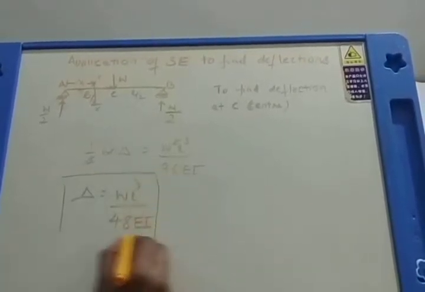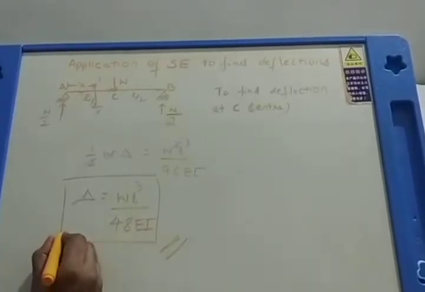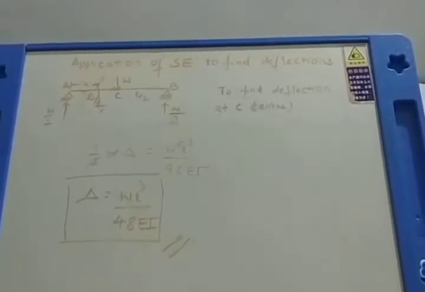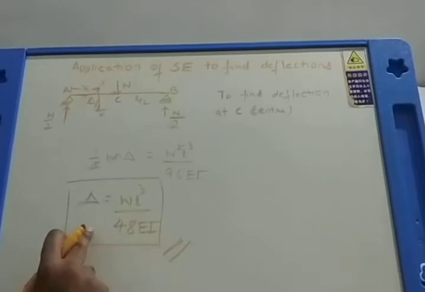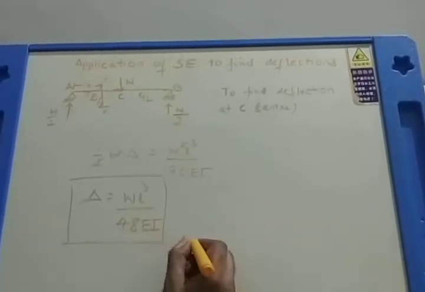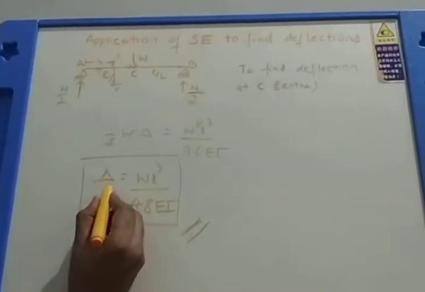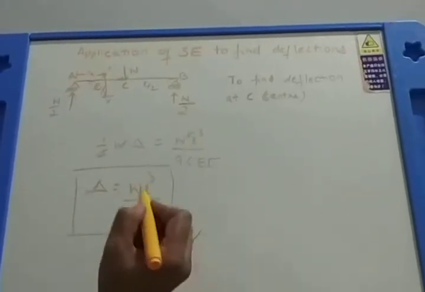This is a very important expression, an expression which is asked many a time in the examination. That means to get this expression using the strain energy method, or sometimes using some other method also, but this is a very important expression. You must memorize this. Delta is equal to WL cube upon 48 EI, a very standard value.